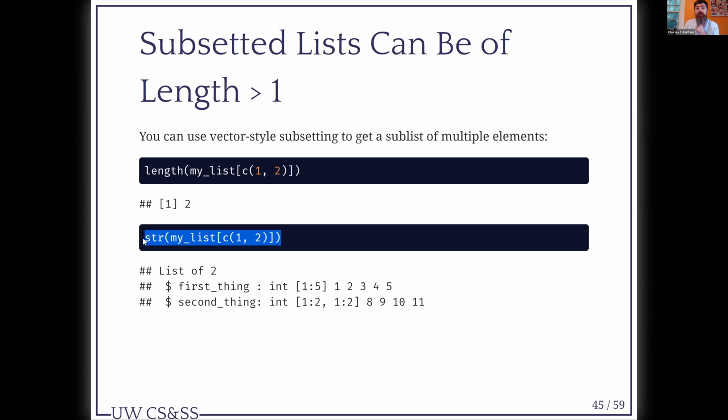And if I show its structure, you'll see this list is a sublist of the original one that has the first thing and the second thing in it, each of which is its own vector. So this is what I was talking about, getting multiple list elements out in one go. I can't do this with double brackets, but I can do it with single brackets.